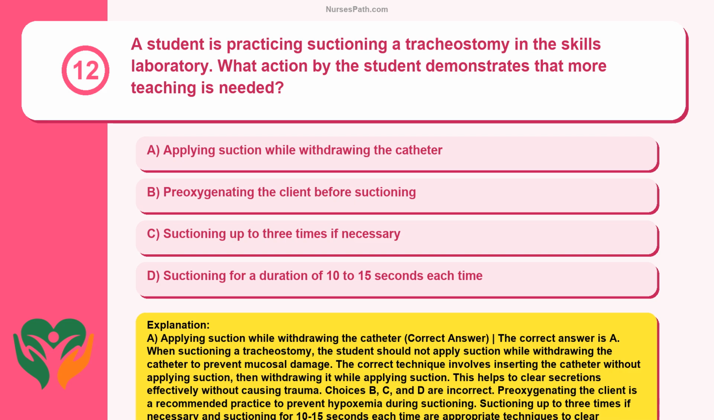Choices B, C, and D are incorrect. Pre-oxygenating the client is a recommended practice to prevent hypoxemia during suctioning. Suctioning up to 3 times if necessary and suctioning for 10 to 15 seconds each time are appropriate techniques to clear secretions effectively without causing harm.